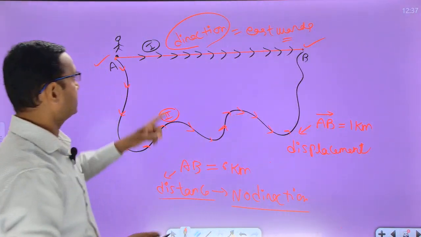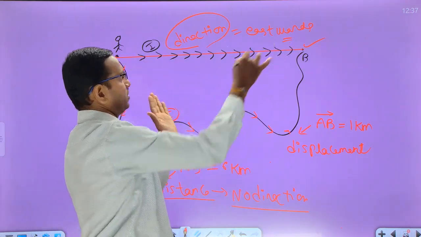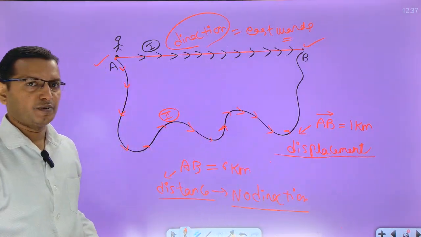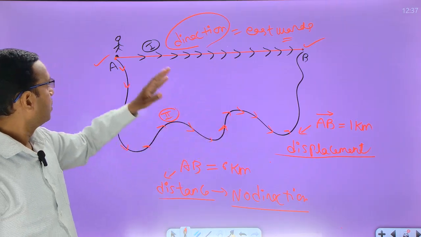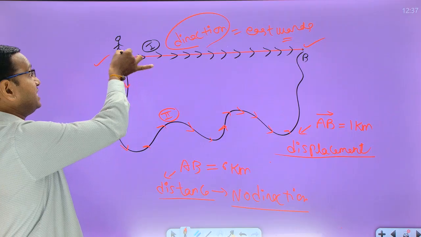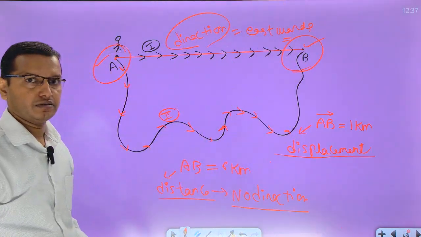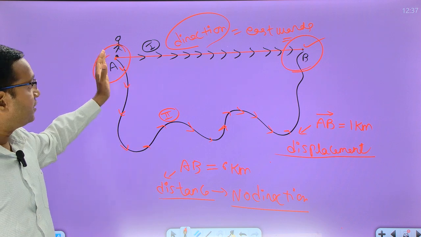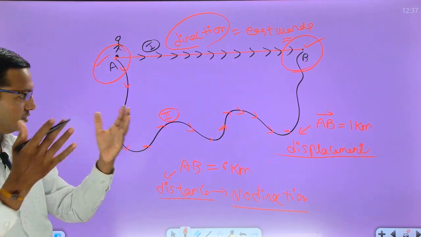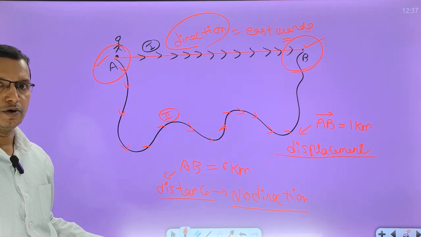In the earlier example, you can see the object is moving from A to B, taking a straight line path, the shortest path. That I am calling displacement. So displacement depends only on initial and final positions. Very, very important point you have to keep in mind. If the initial and final points are the same, the distance will not be zero, but the displacement will be 0. Remember this point.